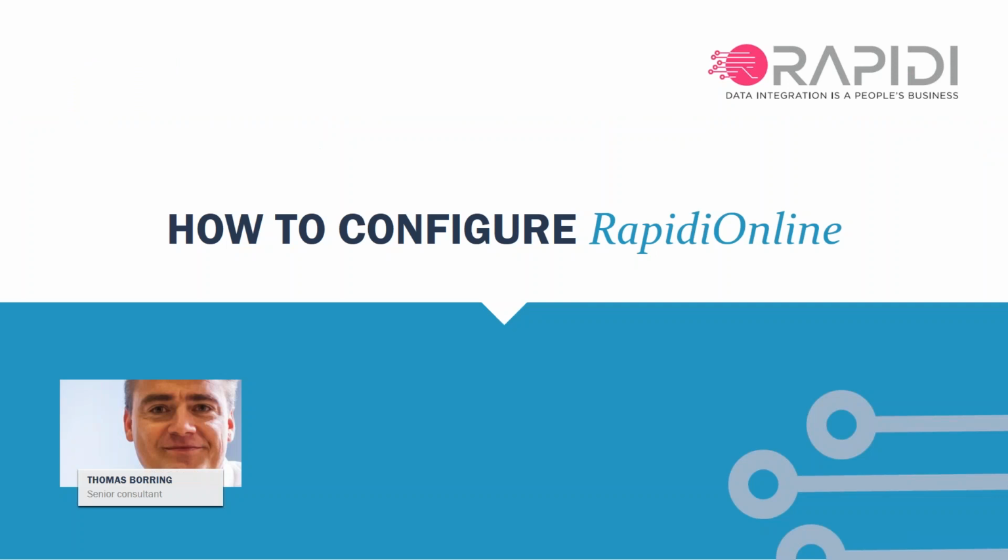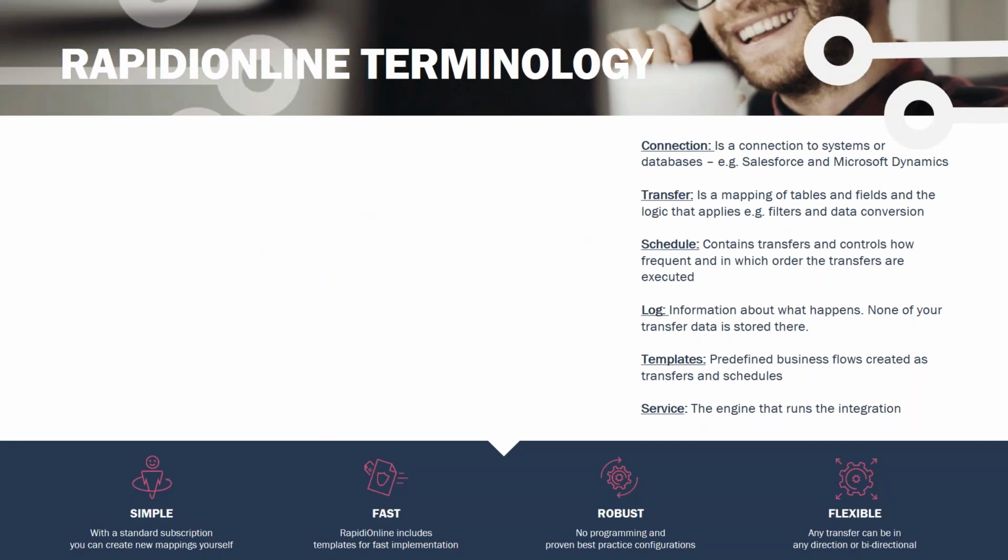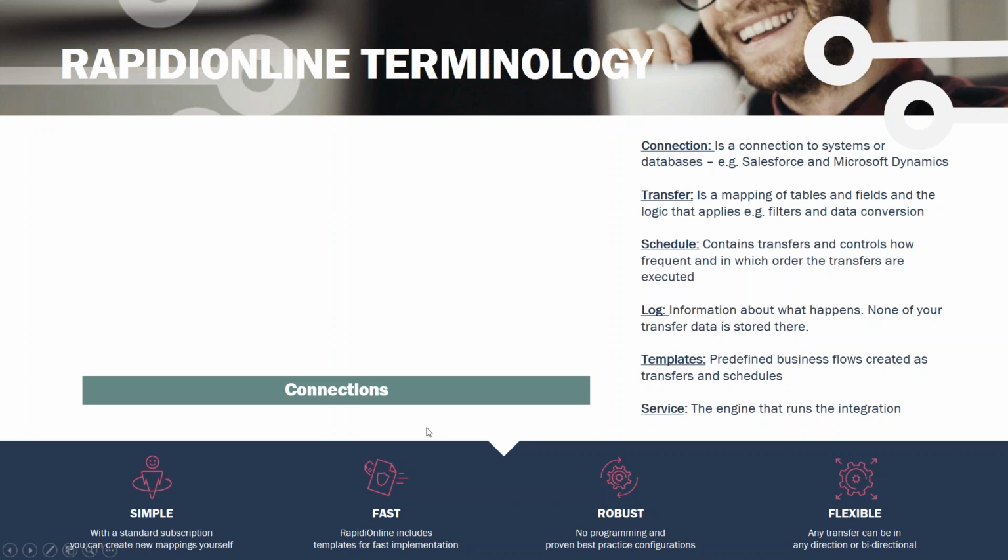This was just a little introduction to how and what RapidiOnline can do at a high level. But let's try to dive a little deeper into it. And before handing over to Thomas, I'm just going to give you a little explanation about how the terminology works in RapidiOnline. We have something called connections, and a connection is a connection to a system or database. It could be a connection to Salesforce, it could be a connection to Microsoft Dynamics, or it could be a connection, for instance, directly to a Microsoft SQL database. So this is how we connect to the systems.